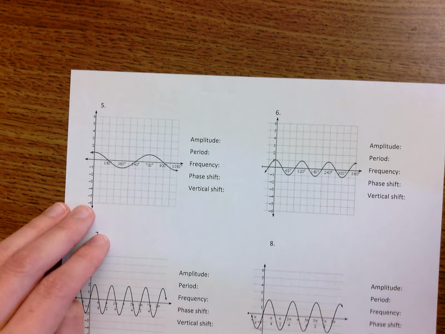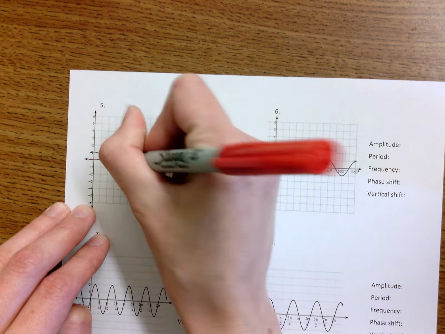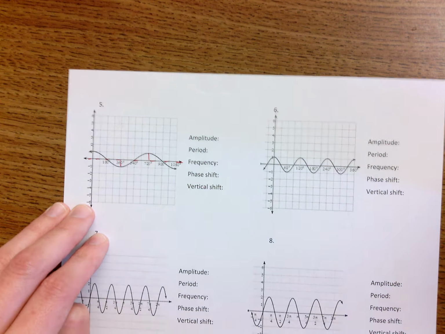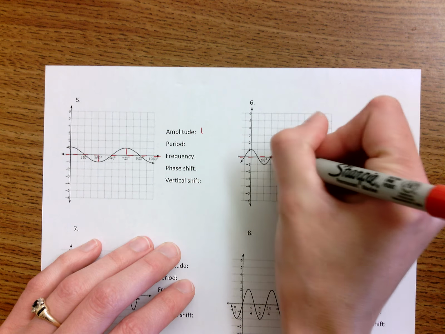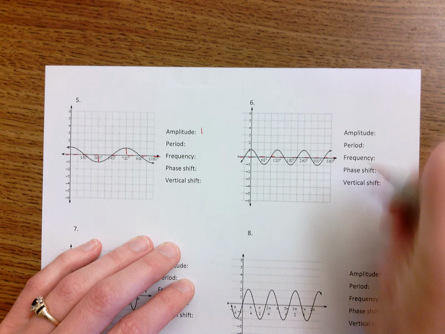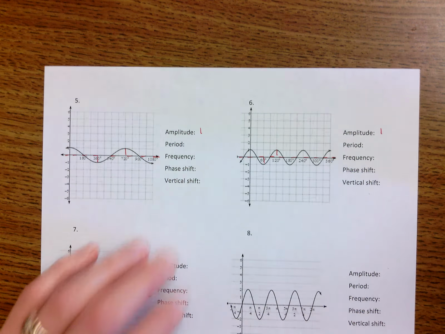You're noticing that these are always positive, I hope. For this one right here, here's my midline, so there's my amplitude, which is just 1. For this one, there's my midline, and here's my amplitude. Again, that one's just 1.